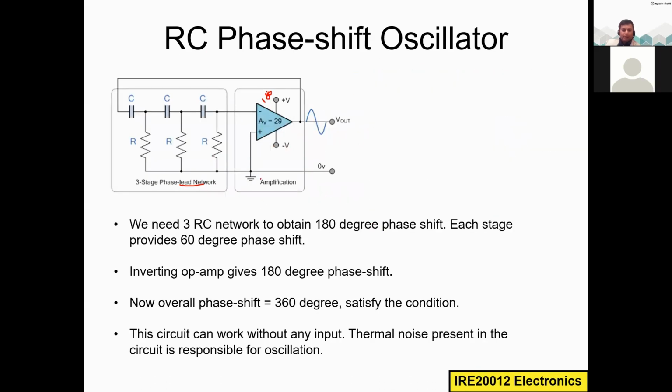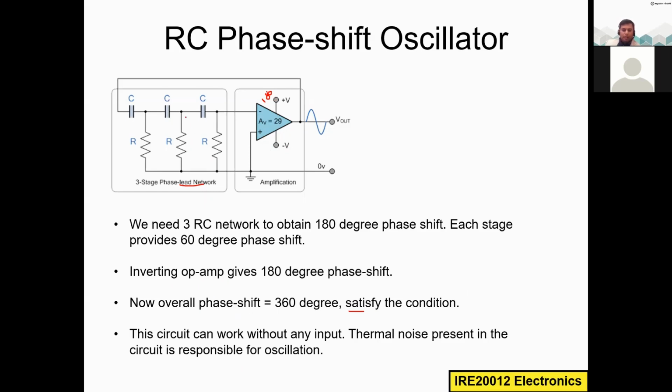So what is happening here? We need 3 RC networks to obtain a 180-degree phase shift. Each stage can provide a 60-degree phase shift. An inverting operational amplifier can give another 180 degrees. So now the overall phase shift will be 360 degrees. So we satisfy one condition of the Barkhausen criterion.